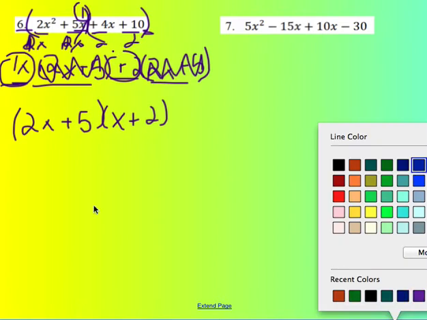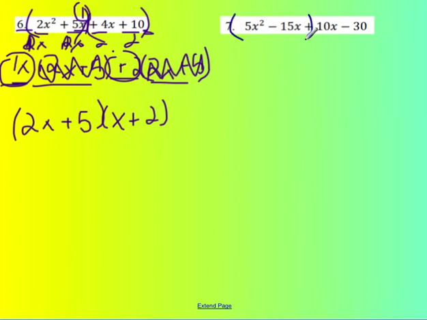Okay, let's take a look at number 7. So for number 7, we want to factor by grouping. So between 5 and 15, we can divide out a 5 and an x, because this is x to the first. So now I'm going to divide each of these terms by 5x. 5 over 5 is 1. X squared over x is just x. 15 divided by 5 is 3. X over x cancels out.